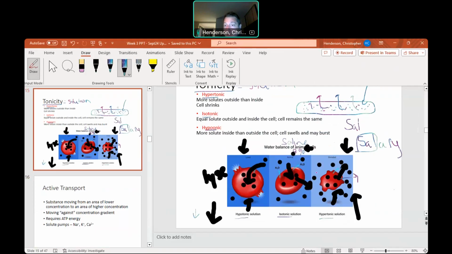It's an equilibrium. In a hypertonic solution, you put a cell in there, there's more dissolved particles on the outside. Water goes out. It shrinks. Okay.